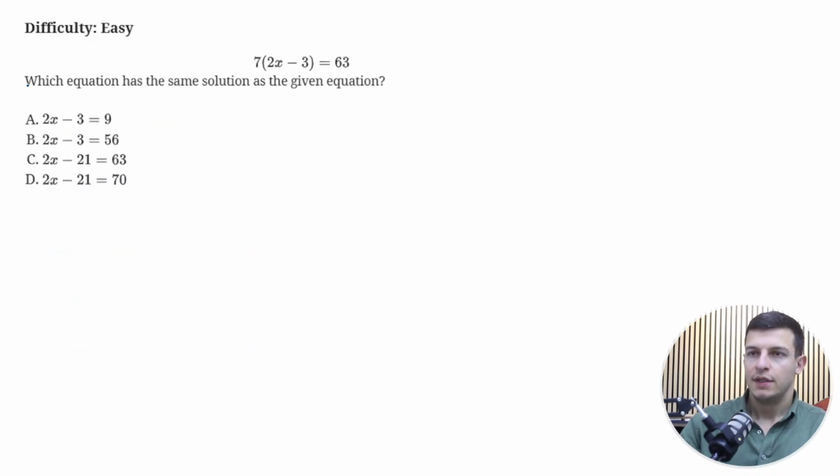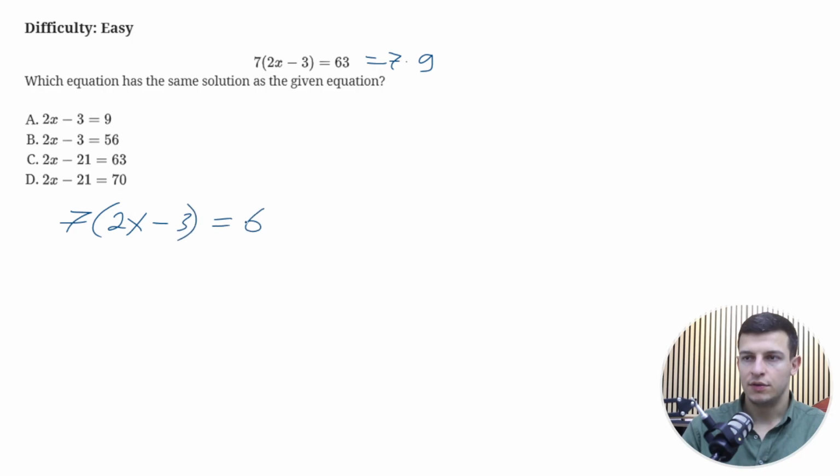All right. Which equation has the same solution as the given equation? Another question that can be done in multiple ways. You can open the bracket and then simplify it, or much better, they already did the job for us. They factored out 7, and if you can look at 63 and recognize that 63 is actually 7 times 9, then your life will be much easier. So 7 times (2x minus 3) is equal to 63, or I'm going to write it as 7 times 9.